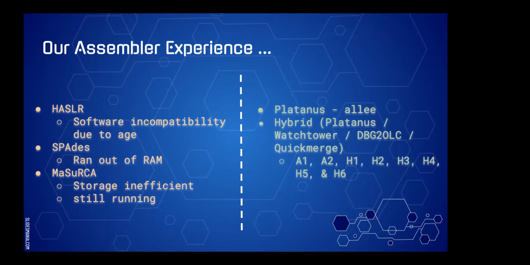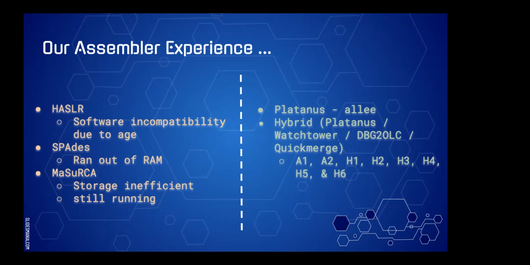My group ran a combination of assemblers, including Platanis, Watchtower, DBG2 LLC, and QuickMerge, to generate multiple genome assemblies. In an attempt to improve the contiguity and completeness of our genome assemblies, we trimmed the data before using the assemblers. Then, using these assemblers, our group assembled 6 different hybrid assemblies and 2 non-hybrid assemblies.